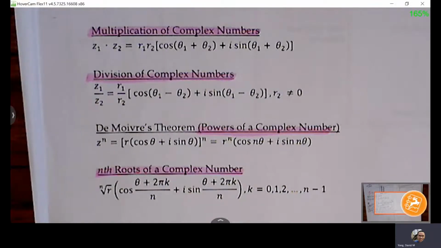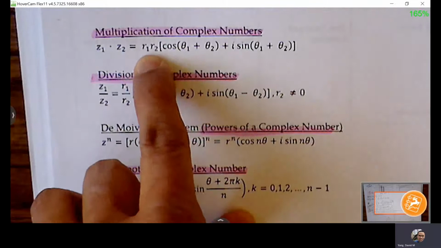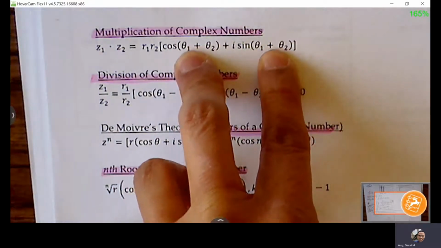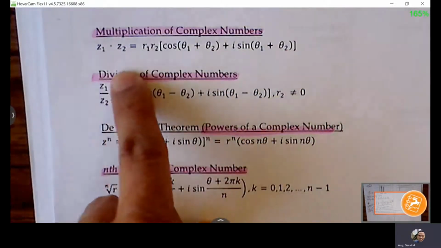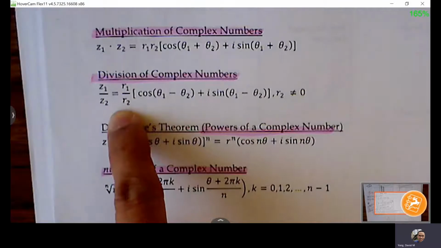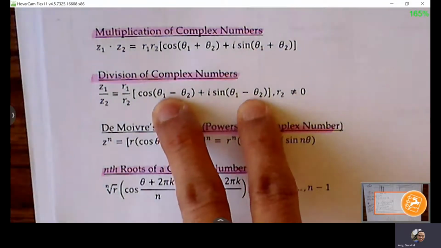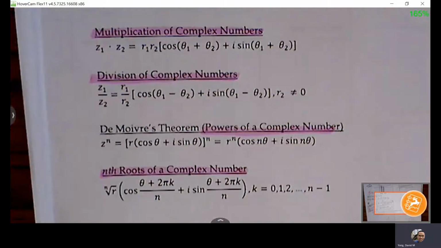Okay, so we're always doing the operations that are in the name for the radius. So multiplication, we're always going to be multiplying the radius, but the theta, we're not quite multiplying, we're going to be adding, right? How we discovered that yesterday. Division of complex numbers, we're always going to be dividing the radius, but then instead of adding, we're going to be subtracting the theta. So there's always going to be something operations-wise that's a little bit different between what we do with the radius versus what we do with the theta.